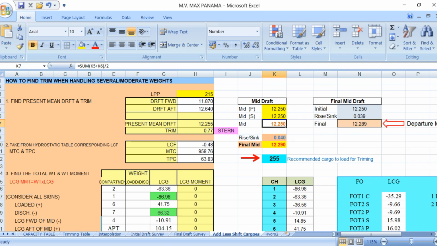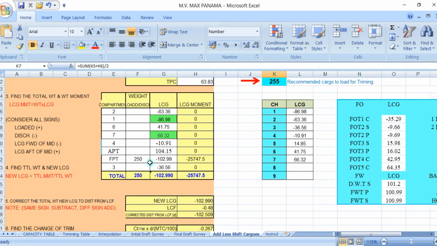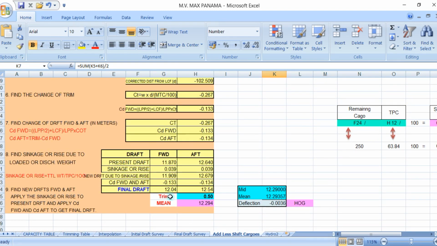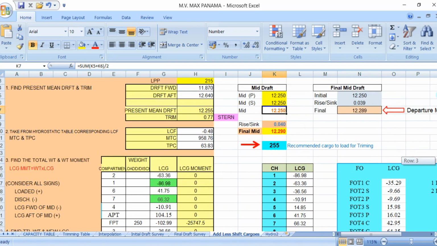Once you have loaded the forepeak tank with 250 metric tons, this will be your final draft. Forward will be 12.04 and aft draft will be 12.54. Your new trim will be 0.50, which is less, and your mean draft will be 12.29. So this will be your final mid draft, 12.29. So you put your mid draft here, 12.29.